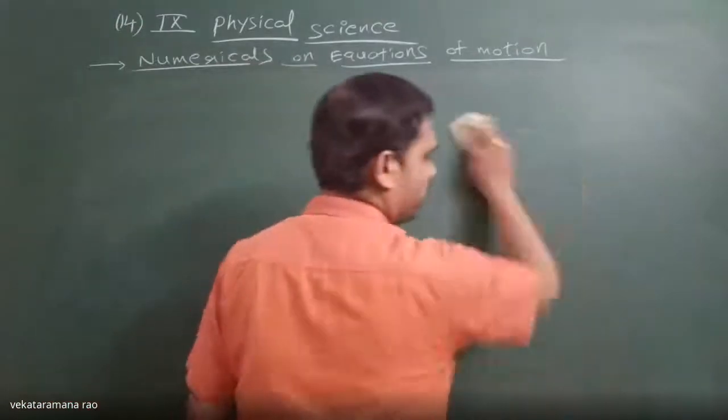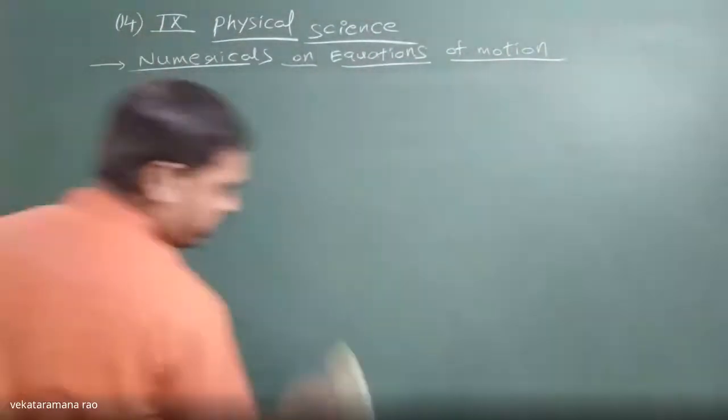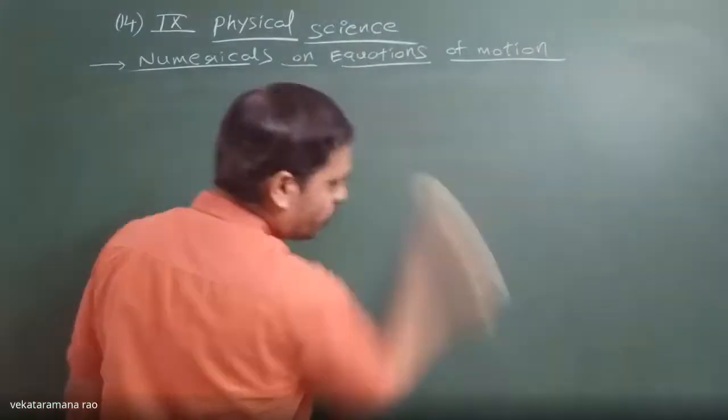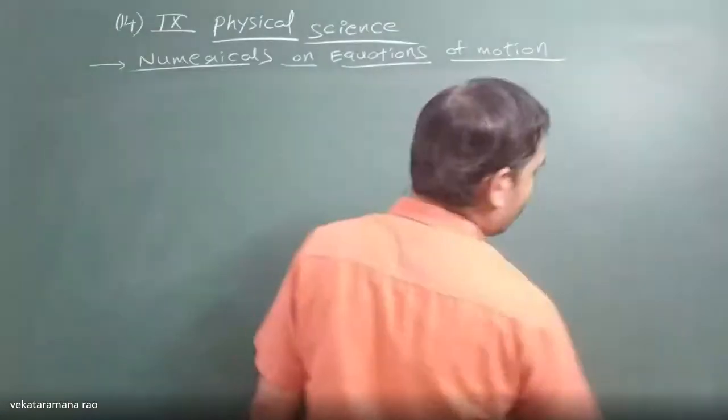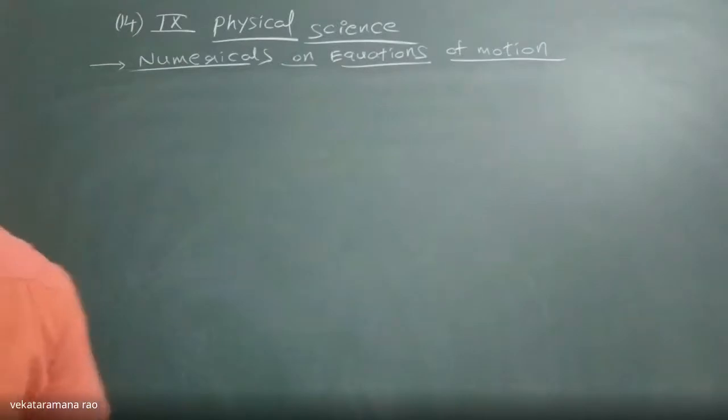What is the next problem? The next problem is based on average speed. What is the average speed formula? Total distance by total time.